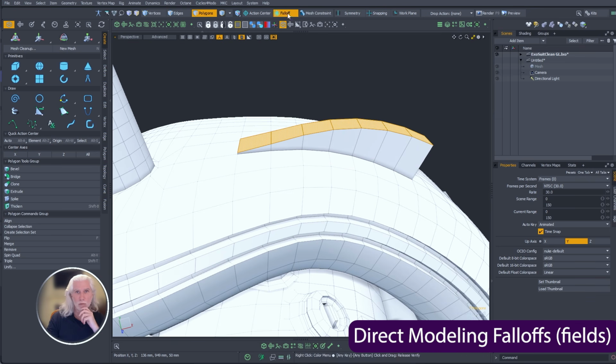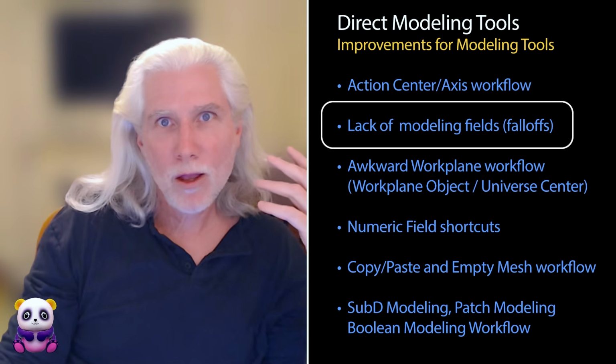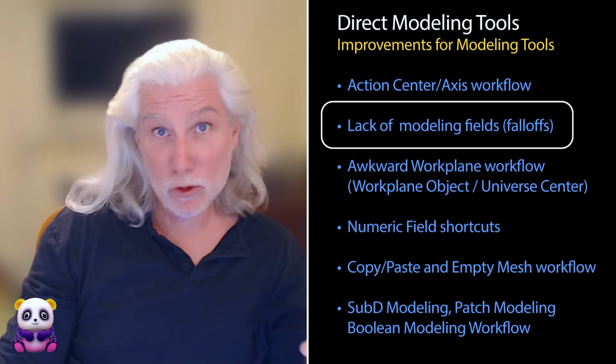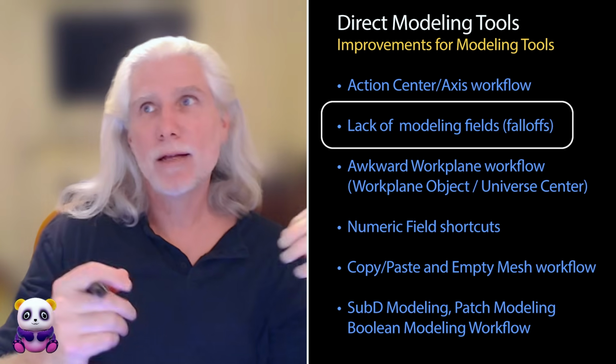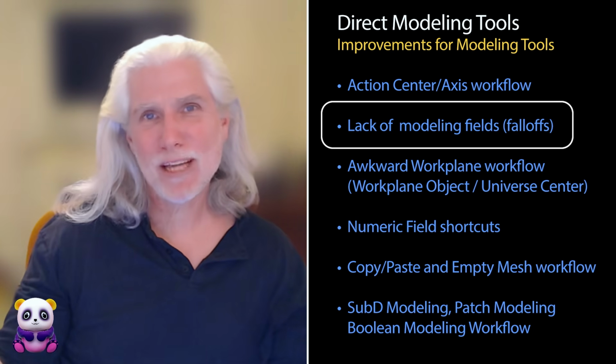And there's a bunch of them, right? And here there's radial and linear and cylinder and noise and curvature, vertex map, all the sort of things you'd have with fields. And you don't need all of Cinema4D's fields available as falloffs, modeling fields. Just like 6 or 7 of them.